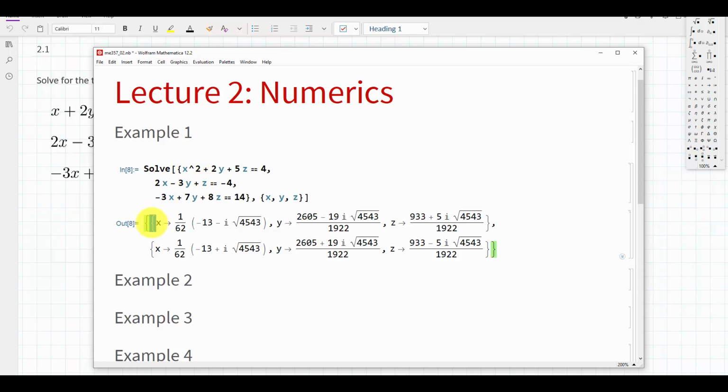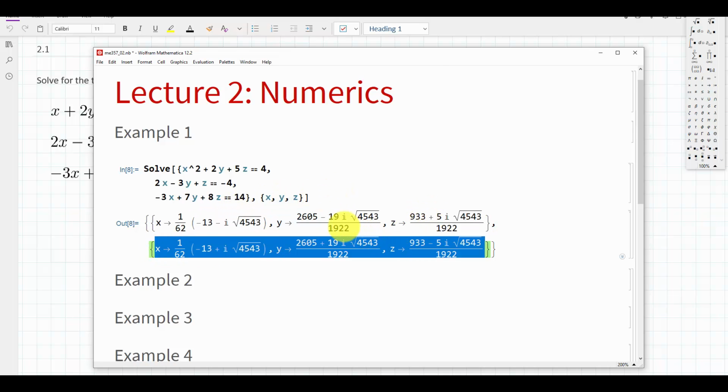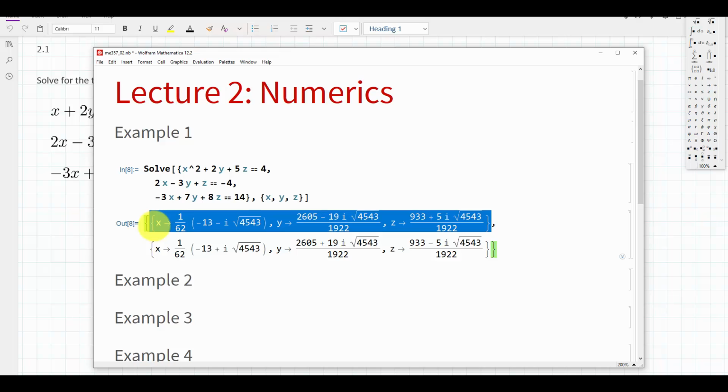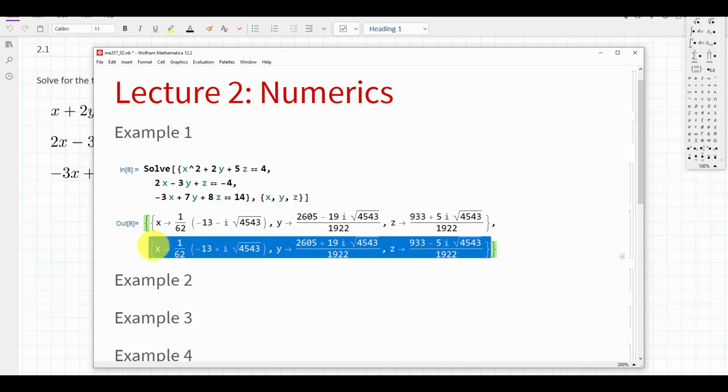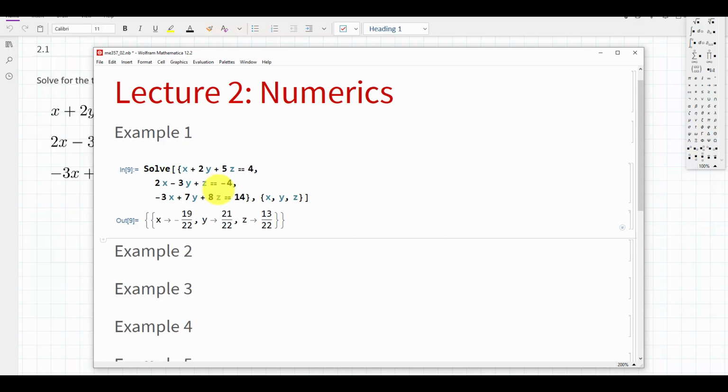So I have the first XYZ that satisfies these 3 equations and the second XYZ. The numbers aren't important here. This is just to demonstrate that now in my outer list, I have 2 elements: this first set of XYZ and the second set of XYZ. Normally we'll be doing linear systems in this class.